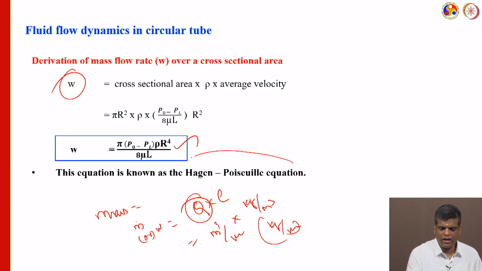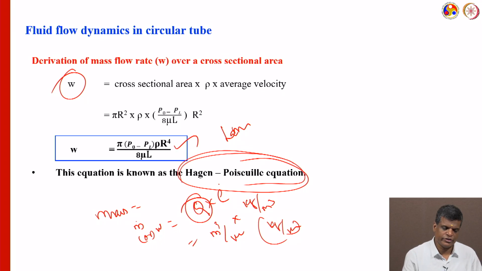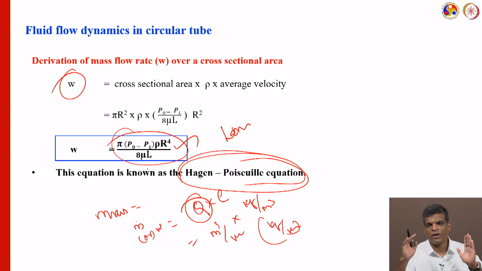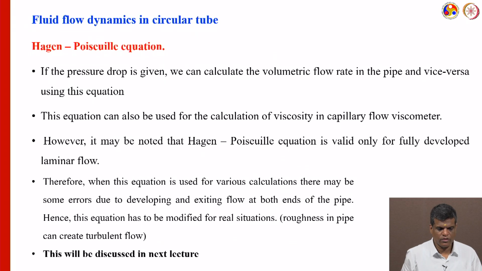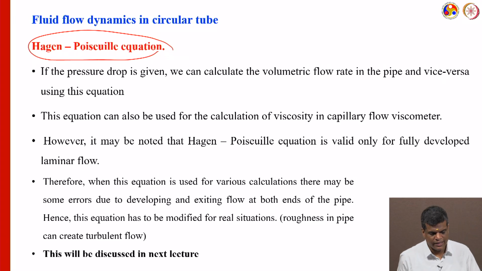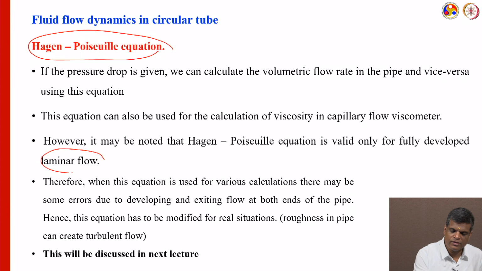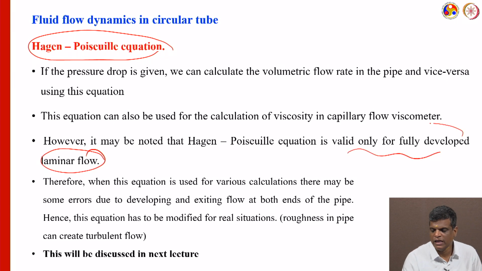So, this is called the Hagen-Poiseuille equation. It is used only for laminar flow. This is a very standard equation: pi (P naught minus PL) rho r to the power 4 by 8 mu L. We can use this equation only for laminar flow, and it is valid only for fully developed flow.